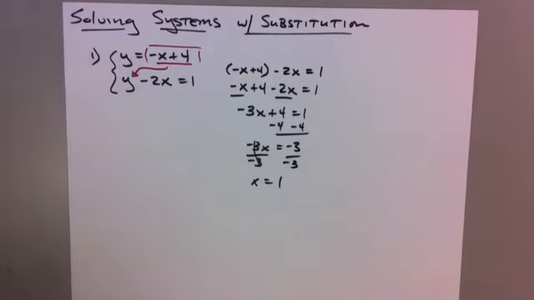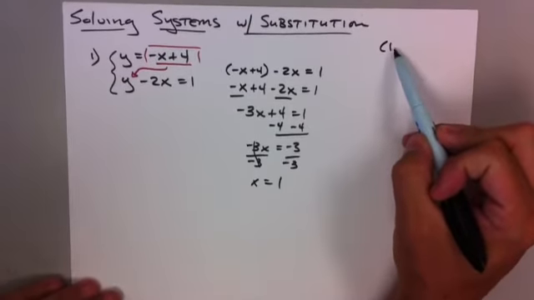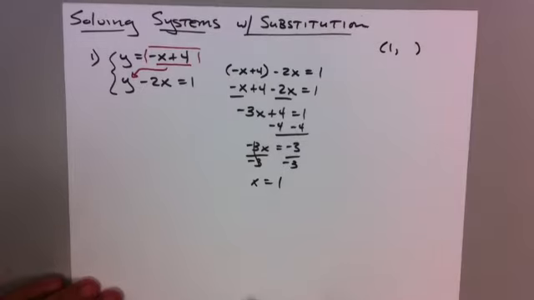Okay, now you might think, well, we're done. Well, we're not, because remember, when we're talking about solving a system, we're looking for a point that they have in common. Or if you think about it in terms of a graph, we're looking for where do these two lines intersect. Well, we have part of the answer. Part of the answer is 1, but then what's the y value?